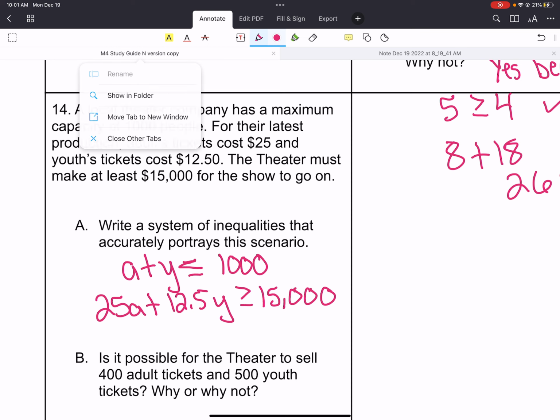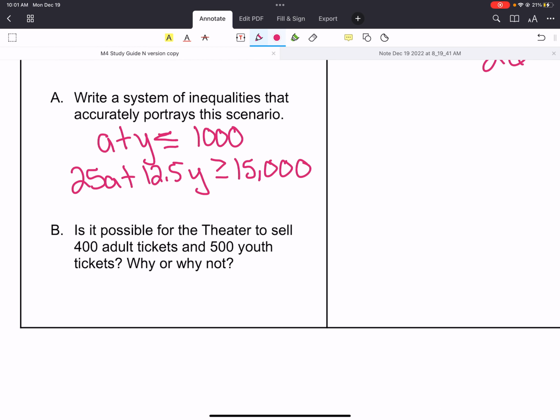Is it possible for the theater to sell 400 adult tickets and 500 youth tickets? Why or why not? Well, 400 plus 500 would be 900. So that works. And then let's see, 25 times 400. That's $10,000 plus 12.5 times 500, 6,250. And so if we add that together, that's $16,250. So that meets their goal of more than $15,000.